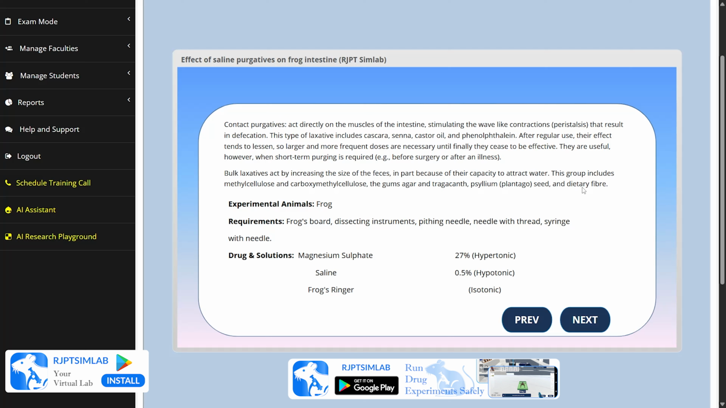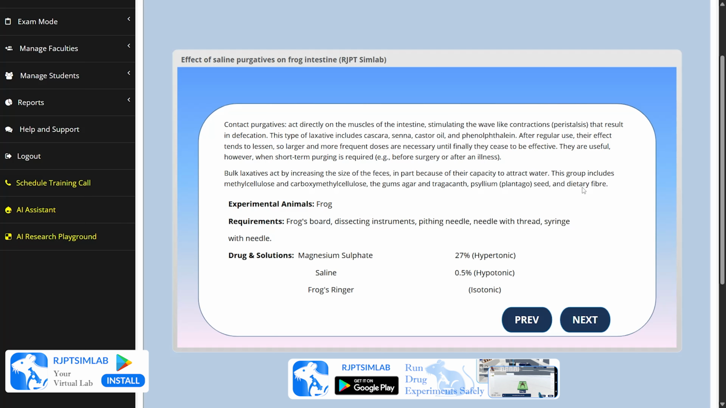They attract water and increase the size of the feces, and this group includes examples, as we can say, examples of bulk laxatives are methylcellulose and carboxymethylcellulose. They are cellulose that absorb water and increase the size of the feces. Some other examples are gum agar and tragacanth, psyllium, plantago seeds, and dietary fibers. As you know, dietary fibers also absorb a large amount of water.